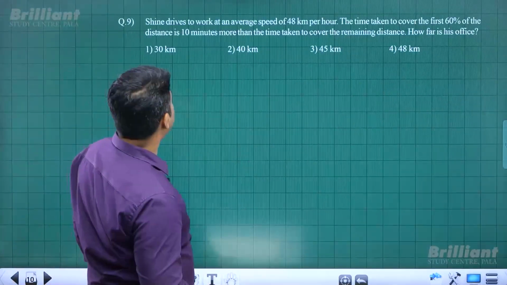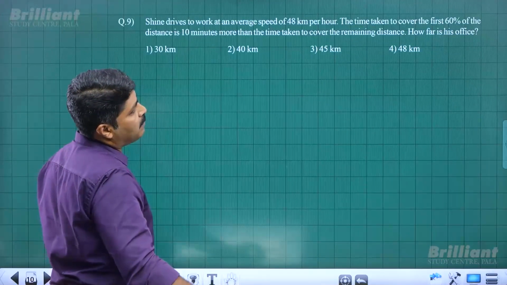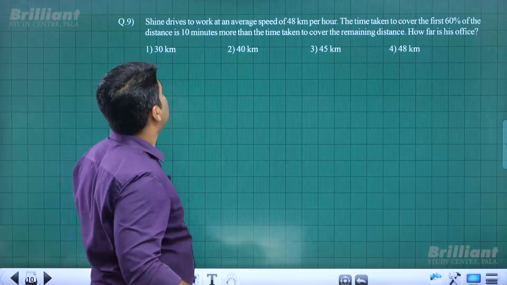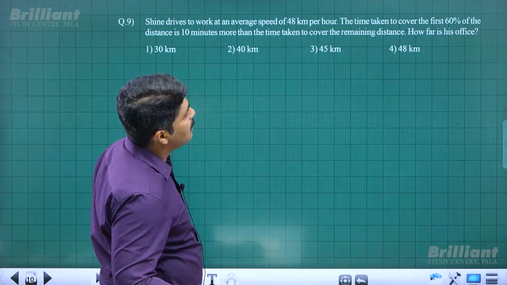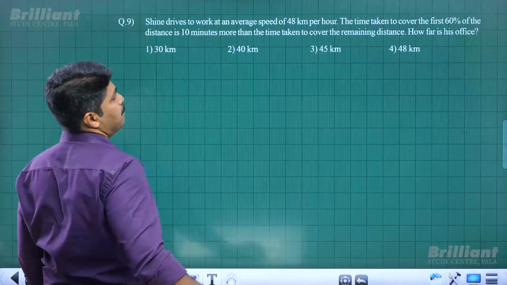Okay, then the next question. Shine drives to work at an average speed of 48 km per hour. The time taken to cover the first 60% of the distance is 10 minutes more than the time taken to cover the remaining distance. How far is his office?